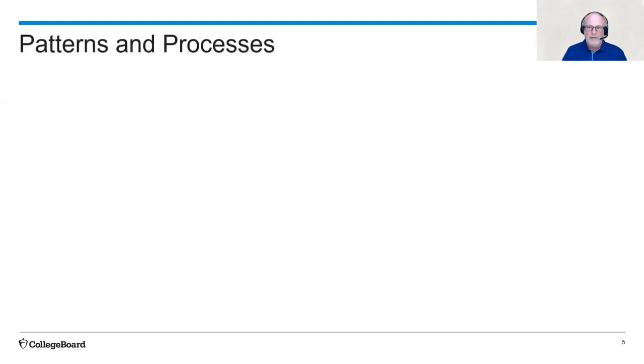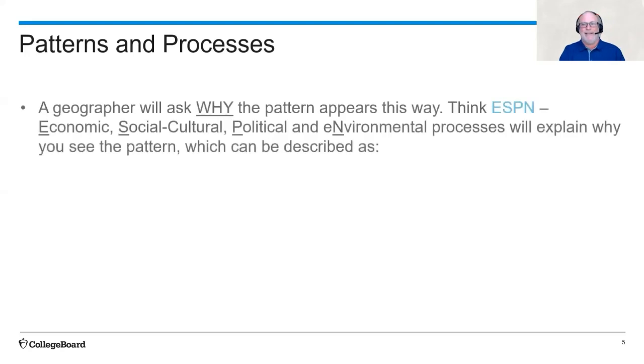So what will the geographers look for? Again, they're going to look at those patterns and processes. The pattern is what you see, right? It's the where question. The process is the explanation. It's the why there. And in this class, you're going to learn a lot about why and how things are happening. So when you see patterns and you have to start thinking about processes, I want you to think ESPN. I want you to think economic, social, cultural, political, environmental. You have to work with me a little bit on the end, okay? But when we see a pattern and we start to ask how or why that pattern exists, that's where we're going to use the ESPN.